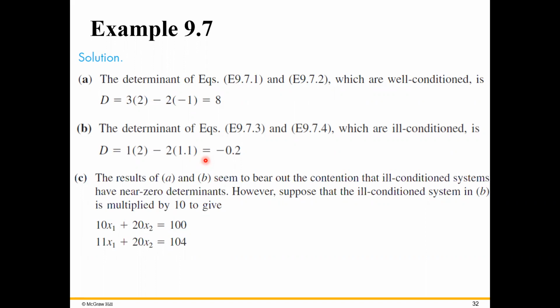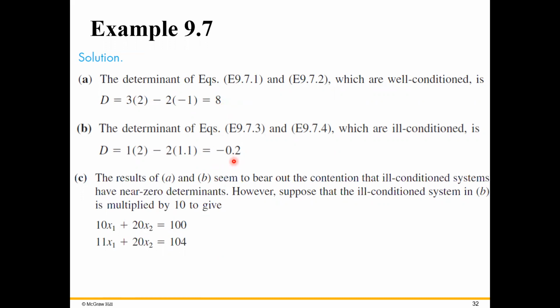So 10 is the multiplying factor, the scalar by which we are multiplying each system. So there are 2 equations, so 10 to the power 2, the determinant will be increased by 100. So before the determinant was 8, then after that the determinant will be 800. Before the determinant was minus 0.2, but after that the determinant will be minus 20.